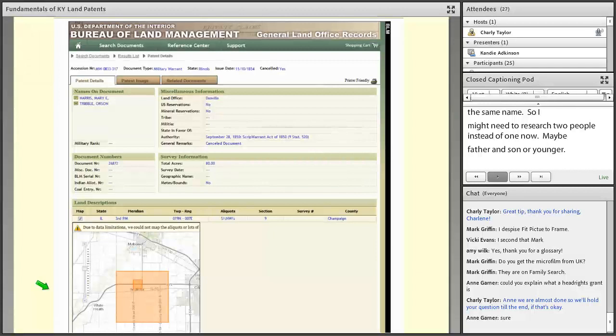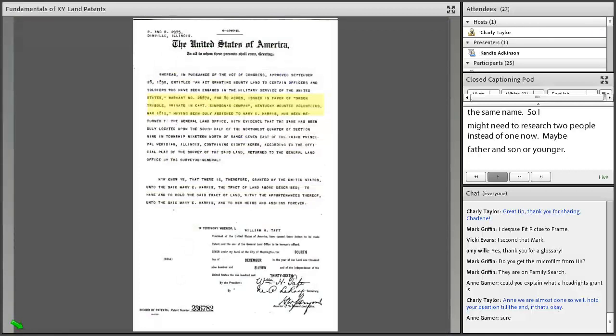or see the closest towns. But if I open up the patent image up at the top of the page, I will see the land grant that was issued by President Taft, because remember, this is a public domain state, Illinois, and it says that it's issued in favor of Orson Tribble, private in Captain Simpson's company, Kentucky Mounted Volunteers. And then what war do I see? War of 1812.